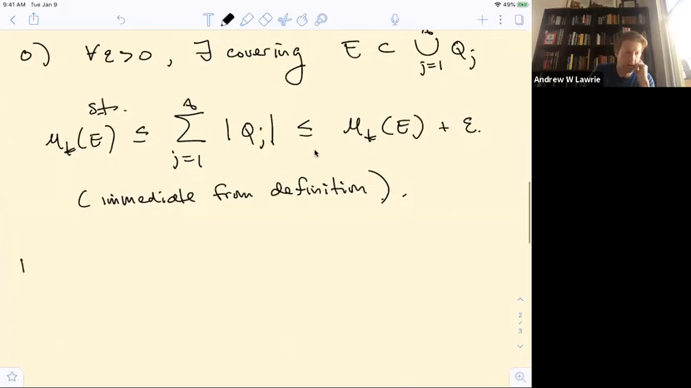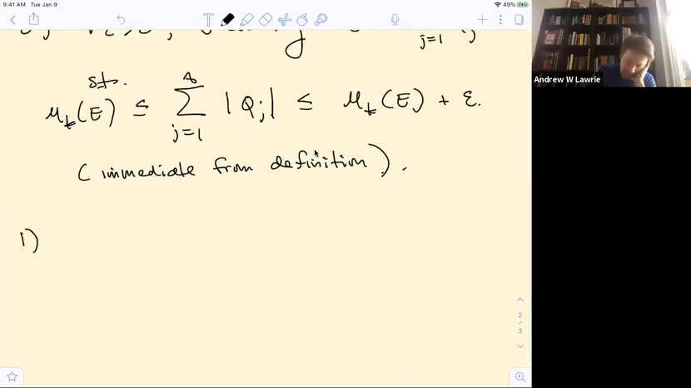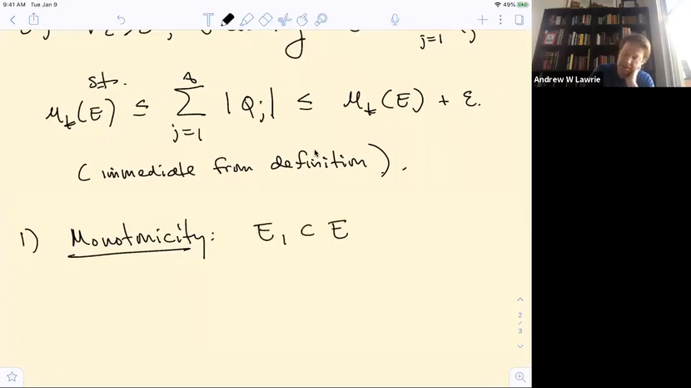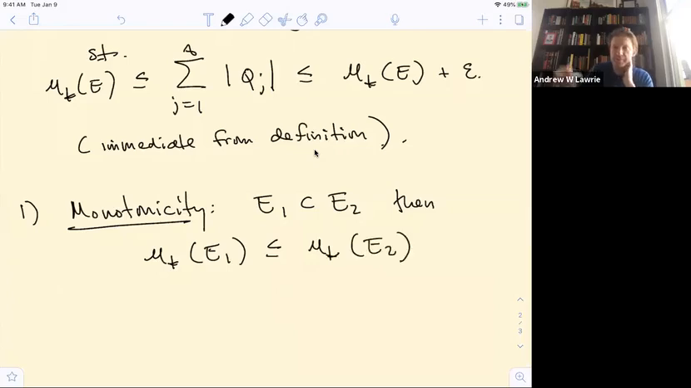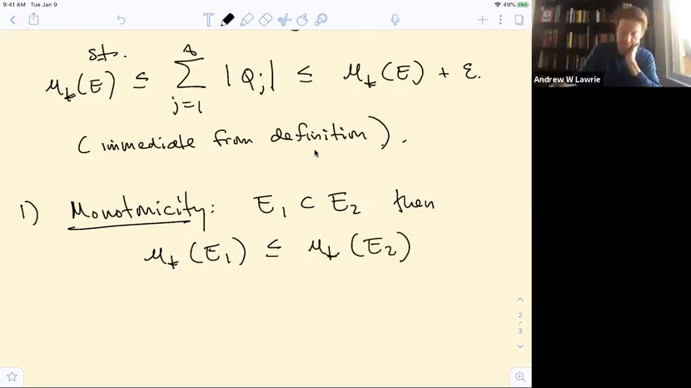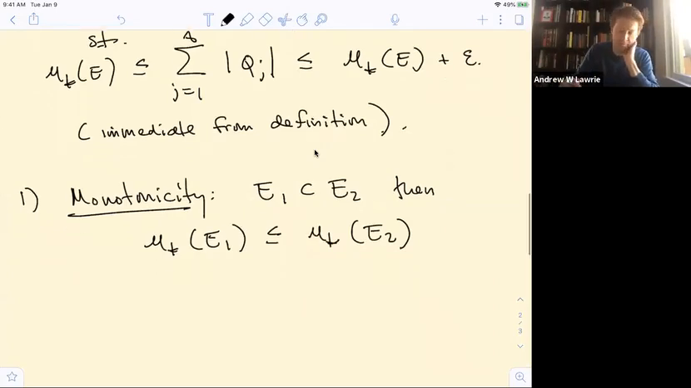Property 1 is monotonicity. Namely, if I have two subsets, E1 and E2, and E1 sits inside of E2, then mu star of E1 is less than or equal to mu star of E2. Right? This is also immediate from the definition.